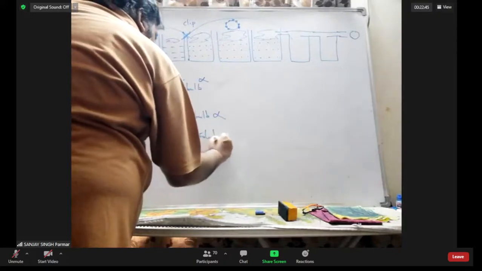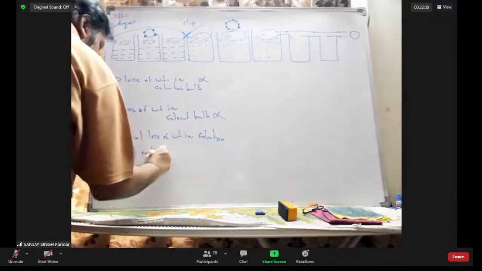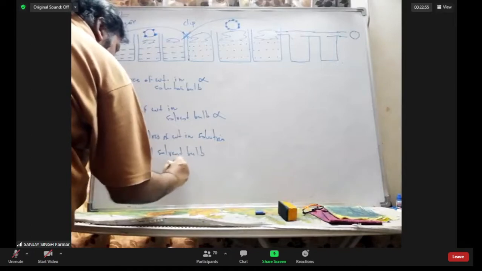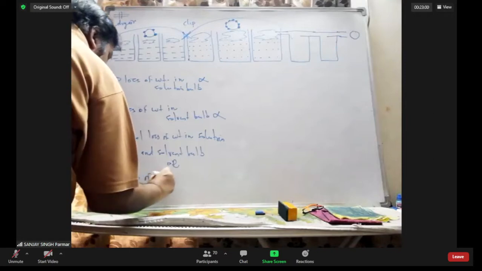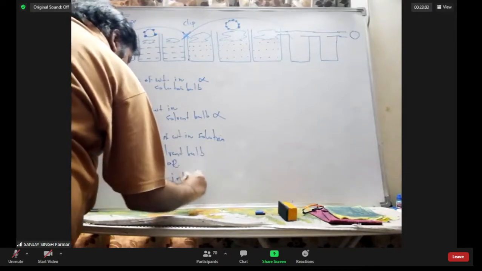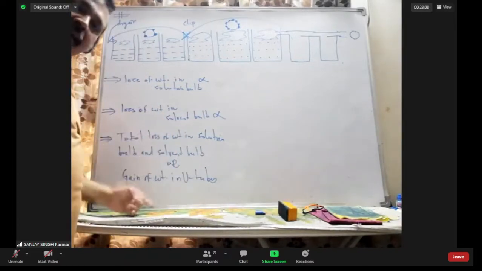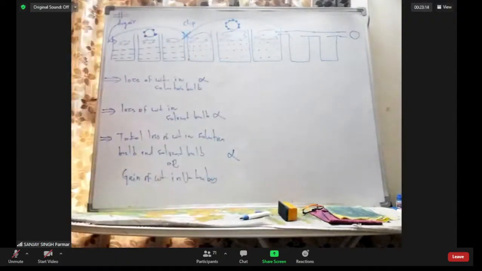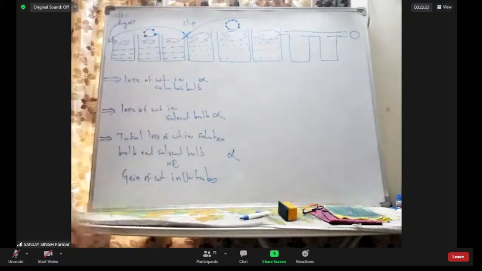Total loss of weight in the solution bulb and the solvent bulb, or gain in weight in the U-tubes. So total loss is nothing but gain in the U-tubes is proportional to P naught. So we have three conditions: loss in the weight of the solution bulb, loss of the weight in the solvent bulb, and gain in the weight of the U-tubes.